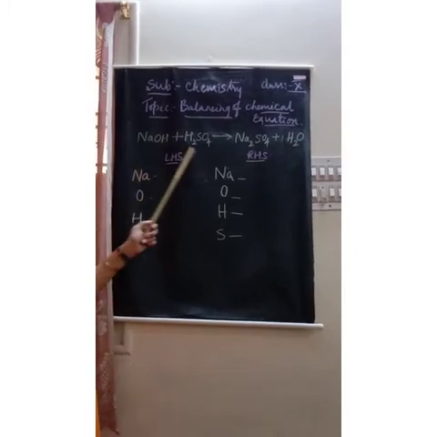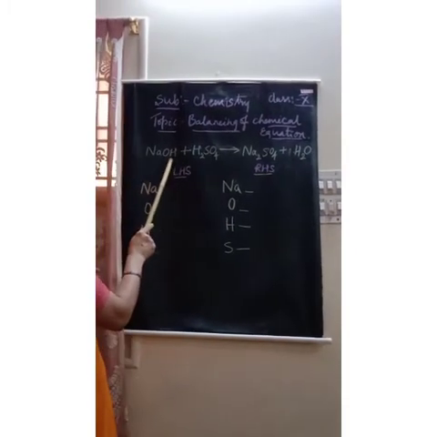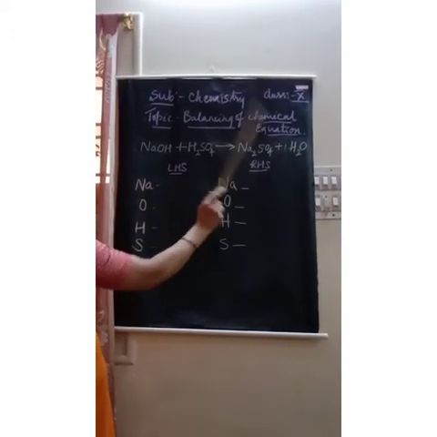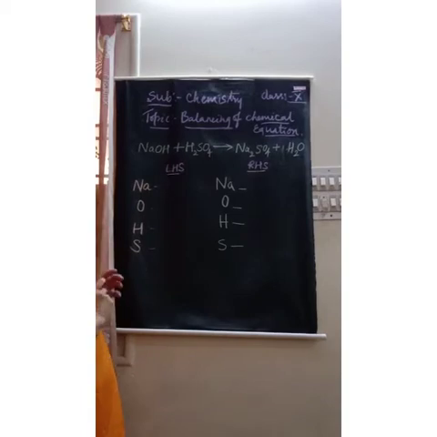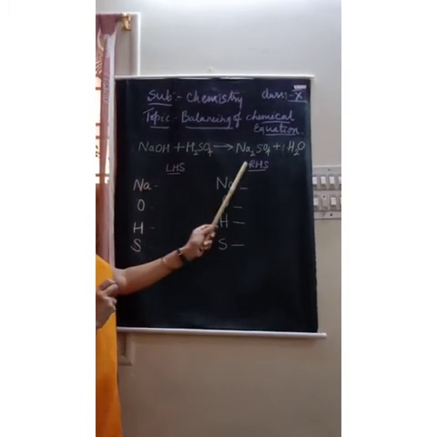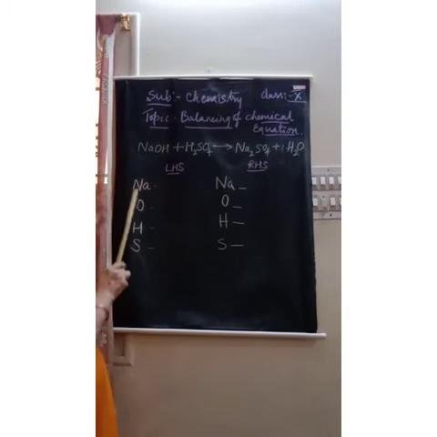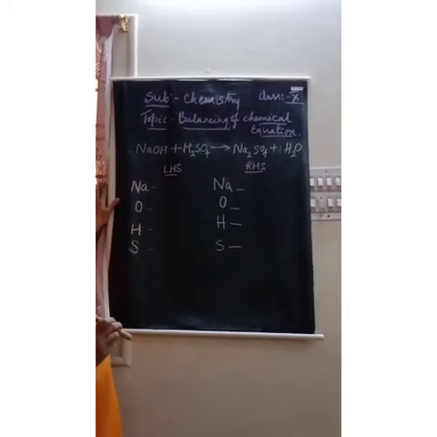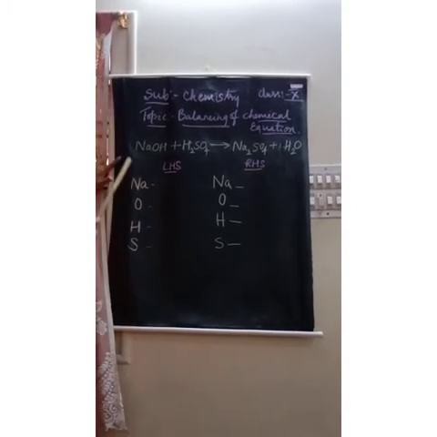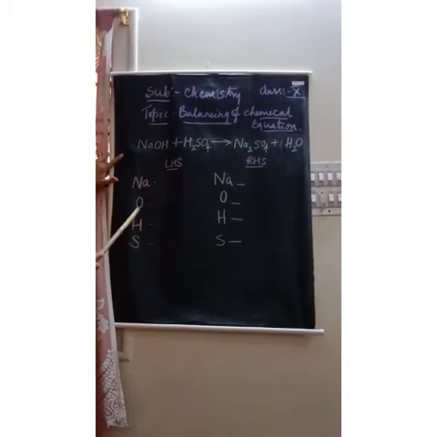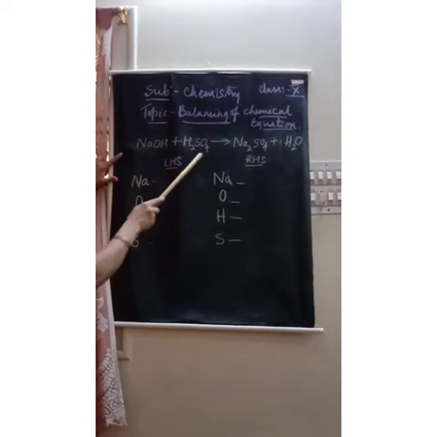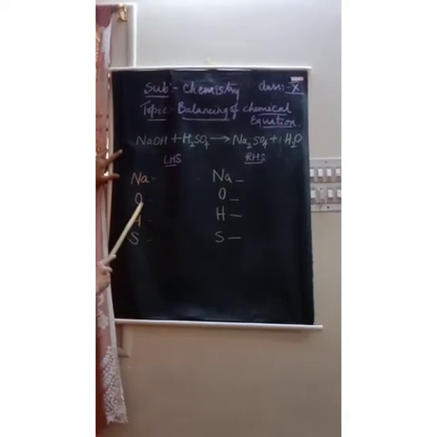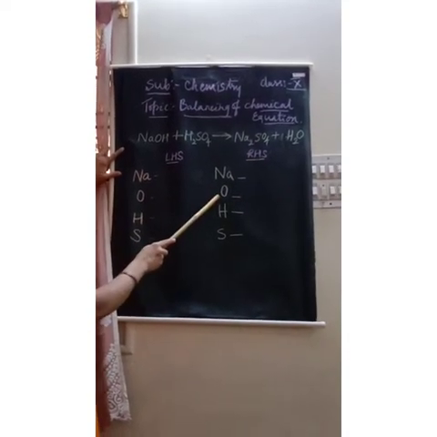Let us consider another example. Sodium hydroxide reacts with sulfuric acid to form sodium sulfate and water. Okay. So what we have to do in the first step? We have to note down LHS and RHS. The next step is we have to write the atoms in LHS and atoms in RHS. What are the elements, children? See here, sodium, oxygen, hydrogen and sulfur. I have taken oxygen, so I have written oxygen, no problem, children.